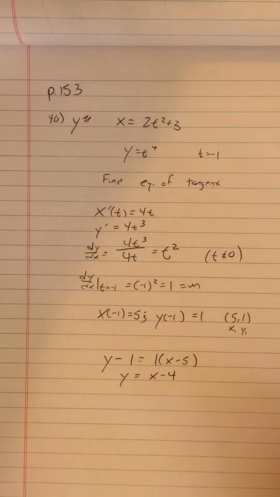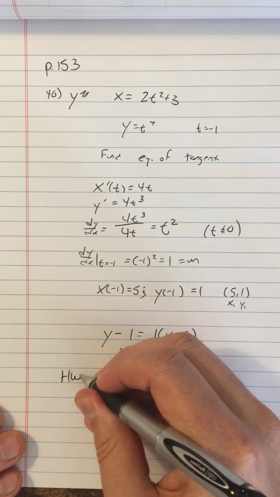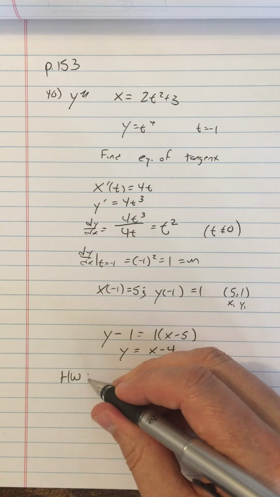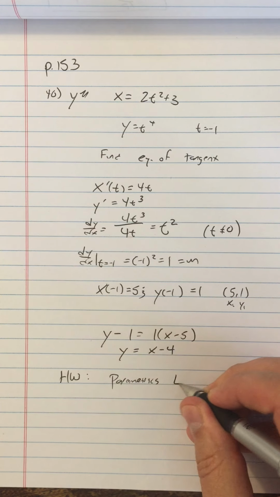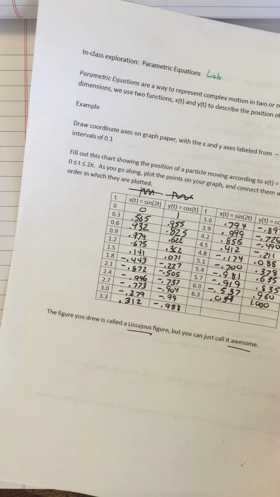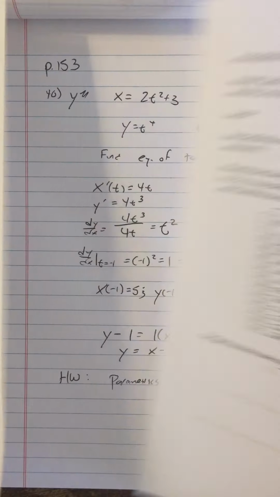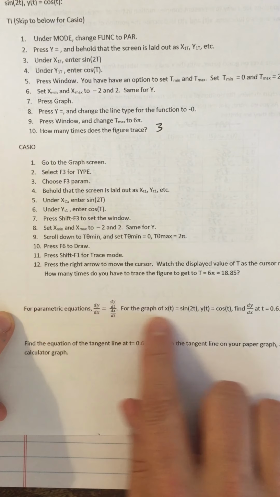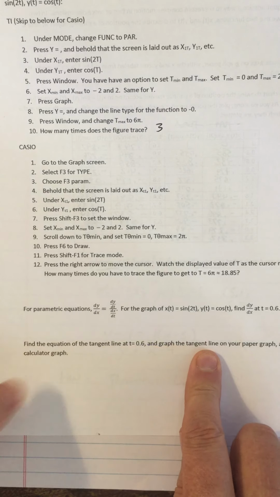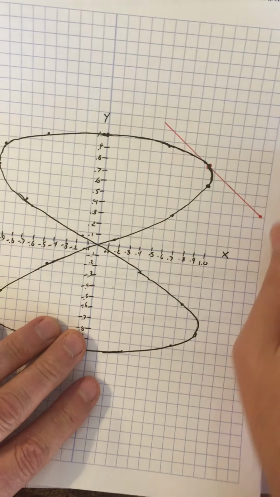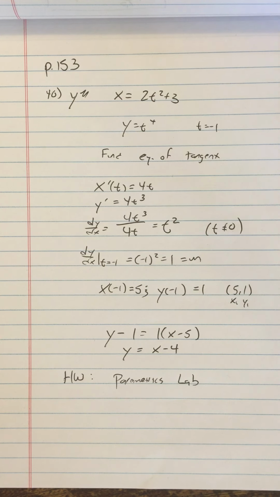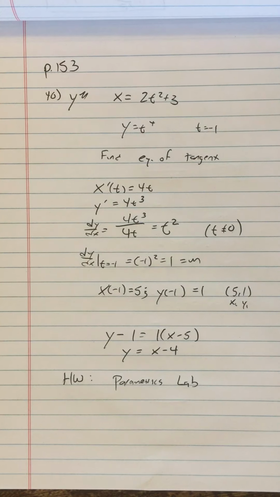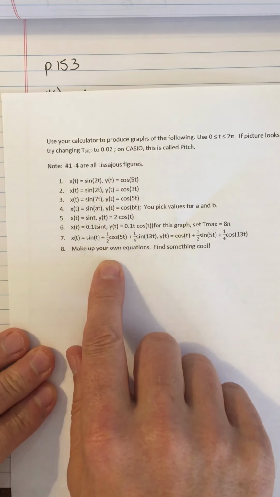How nice. Okay, so your homework for this unit is, first of all, the Parametrics lab. That means all of this with the picture, okay? Notice that in the picture, you are supposed to find dy/dx and graph the tangent line. Your picture has to have a tangent line on it, okay? And then there's another page to this. The other page asks you to just plot a bunch of curves using your calculator.